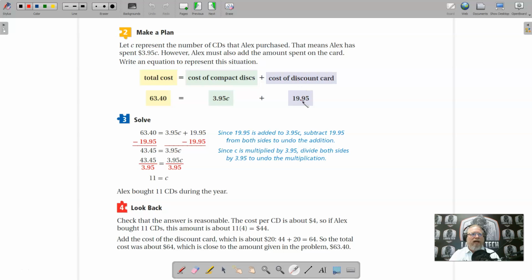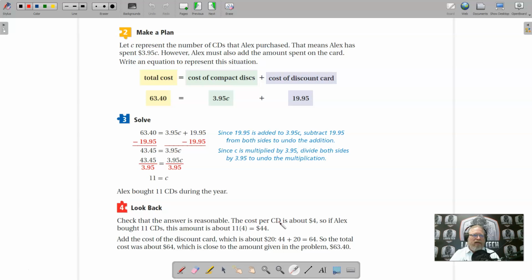And the cost of the discount card is $19.95. And then example 3, step 3 here is to solve. We did that at the beginning of the video whenever we talked about my personal way of doing it. And we got down to, indeed, we had the answer correct. It is 11 CDs. If we look back, we can check, is this answer reasonable?